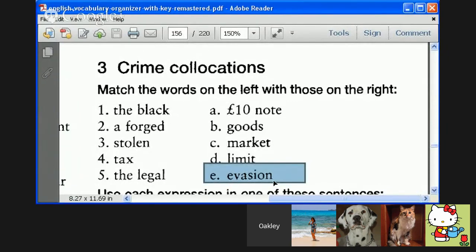Tax evasion. In Japan, Heidi, does the government catch many people? It happens many times. Really? Oh, I did not know that. Then they need to pay an additional kind of fine. Right. Penalties. Yes, penalties or fines. Oh, really? Interesting.